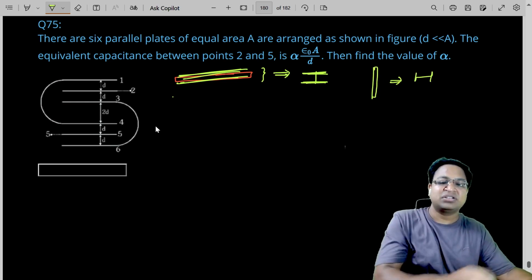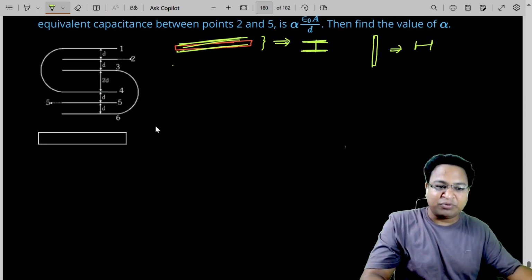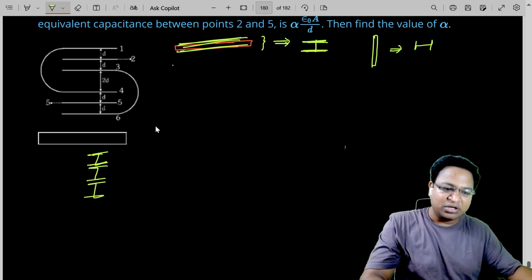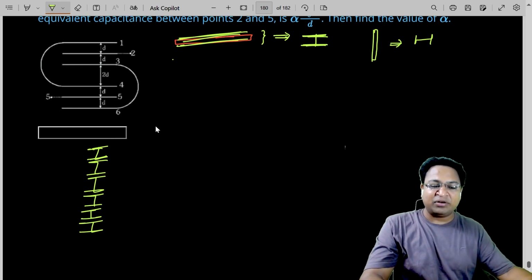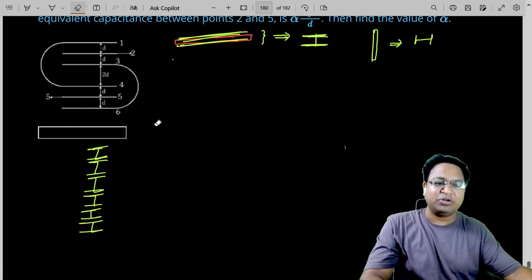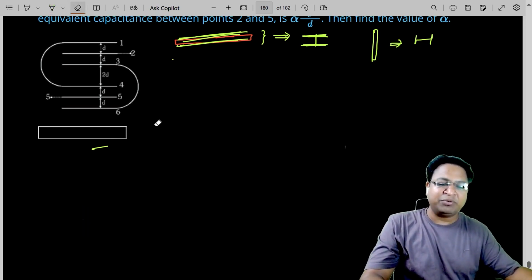Okay, right now we have six horizontal plates. Watch what I'm doing. One, that is one plate. Second, third, four, five, six. So I have written, and in fact, I was a bit short on space. Okay, let me show it properly.